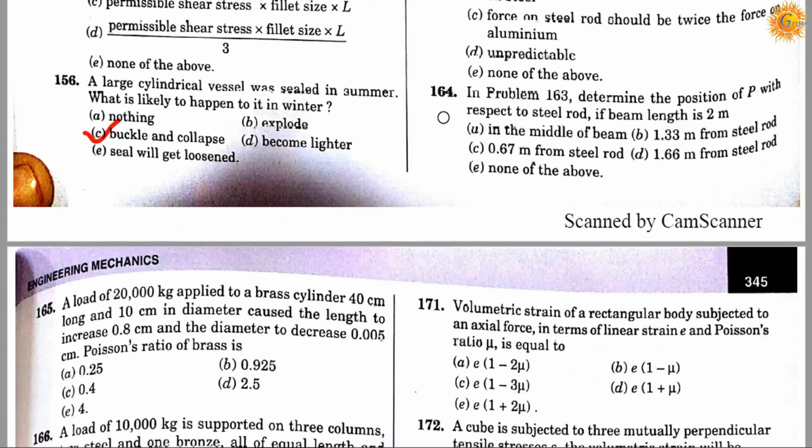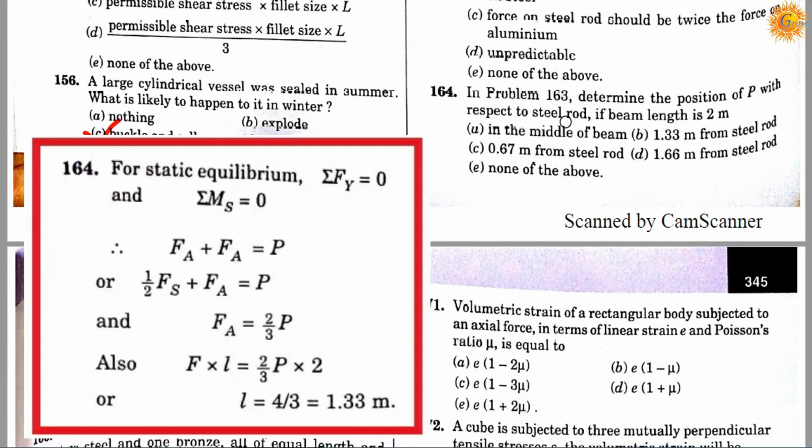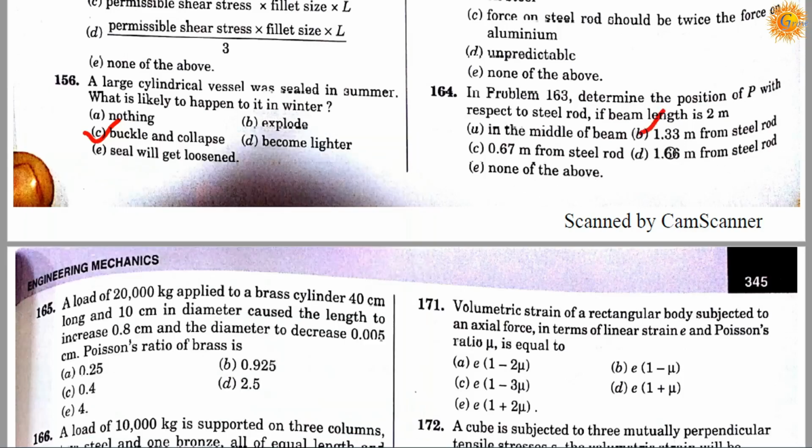Question number 164. In problem 163, determine the position of P with respect to steel rod if beam length is 2 meter. Option A, in the middle of the beam. Option B, 1.33 meter from the steel rod. Option C, 0.67 meter from steel rod. Option D, 1.66 meter from steel rod, and option E is none of the above. So correct answer is B, it will be 1.33 meter from the steel rod.